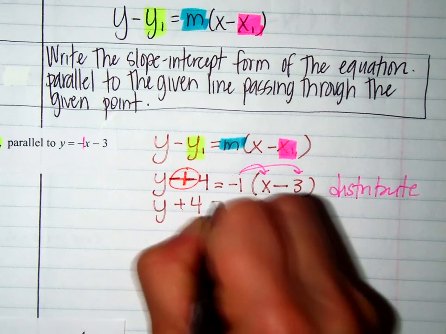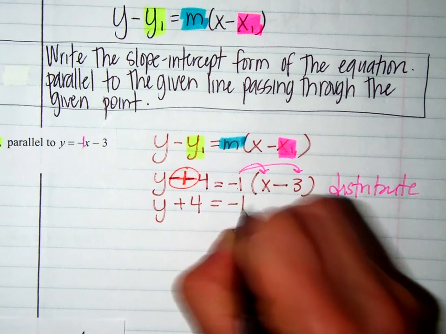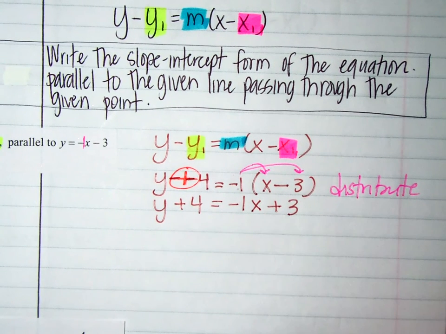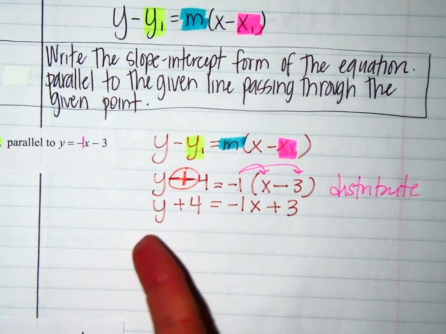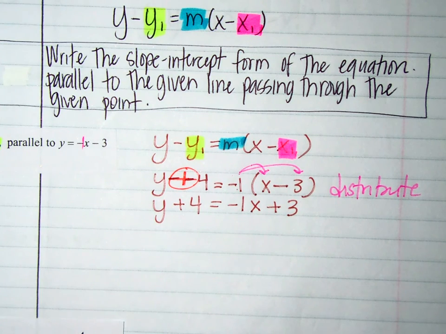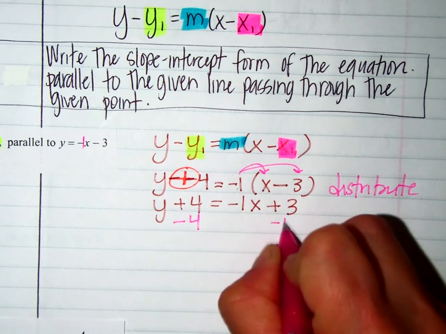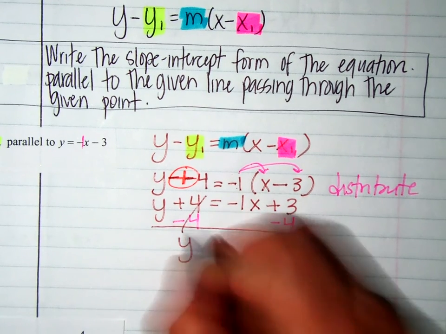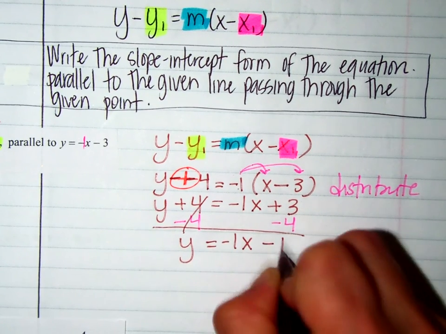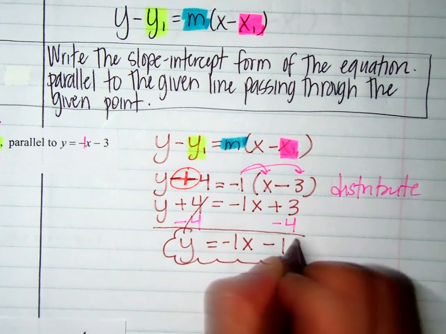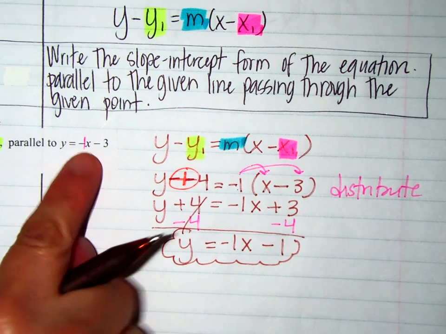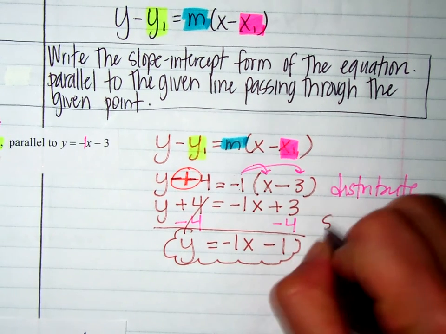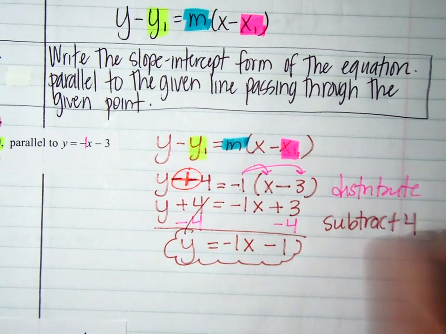I have y plus 4 is equal to negative 1 times x gives me negative 1x, and a negative 1 times a negative 3 gives me a positive 3. From here, I'm going to solve for y, get y alone, so I must subtract 4 to the other side. And that leaves me with y is equal to negative 1x minus 1. So the equation of the line that is parallel to the given line is y is equal to negative 1x minus 1. Okay, so I'm going to write right here, subtract 4, because that's what we did.